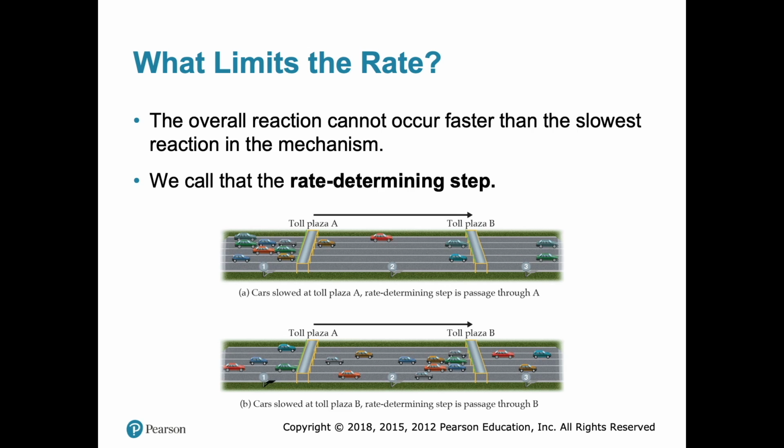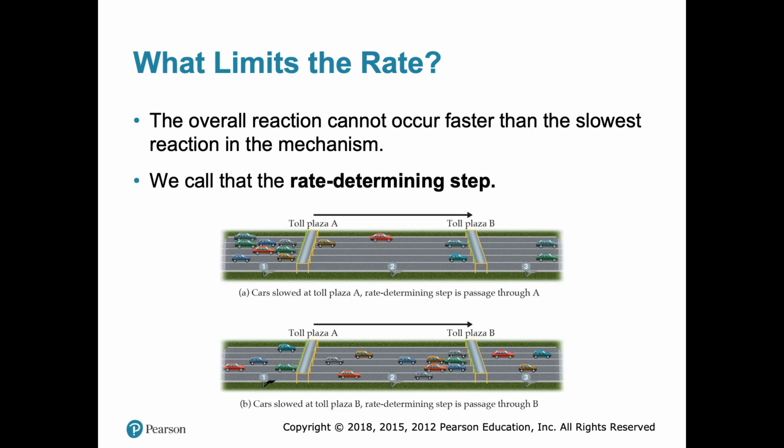The overall reaction cannot occur faster than the slowest part of the reaction mechanism, right? So it's basically like a bottleneck. In the reaction mechanism, there will be a step that's a bottleneck, and we call that the rate limiting step, okay? Because the rate can't get any faster than that bottleneck. That's called the rate limiting step.